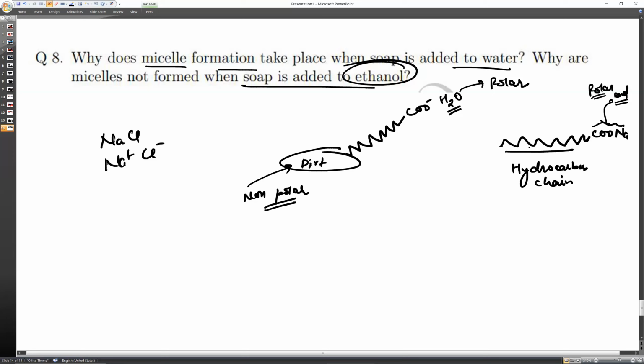Since the soap has two parts, one part is water attracting, the other is water repelling. Or we can say that one end is polar, another end is non-polar. So this end is going to attach with the dirt, which is non-polar, and this end is going to attach with the water, which is polar. But if you have ethanol, ethanol is not polar in nature. Ethanol does not show polarity.